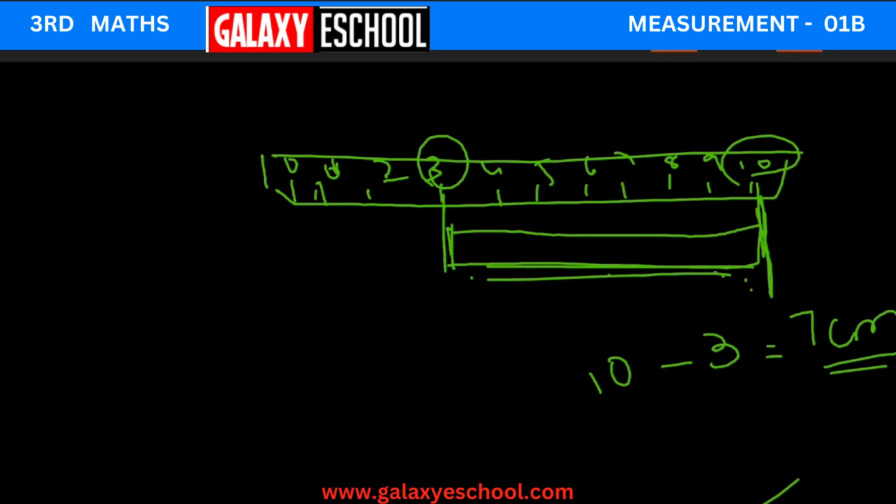So what can we conclude from this? To measure the length of an object using a scale, what should you do? You should subtract the two numbers at the end points where the end points are.